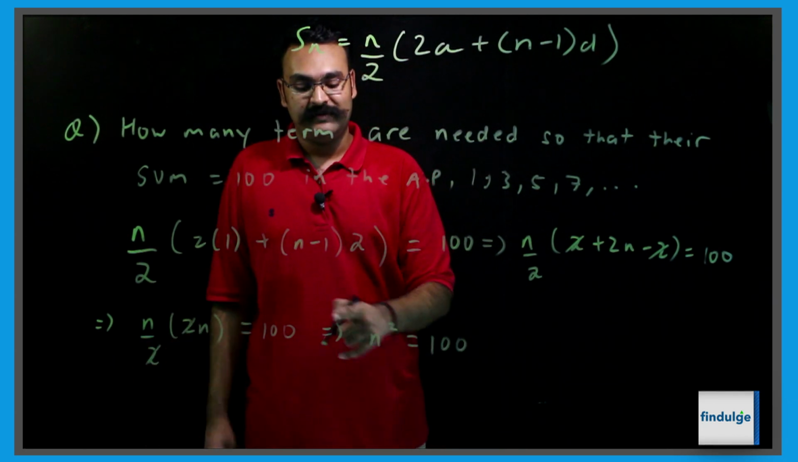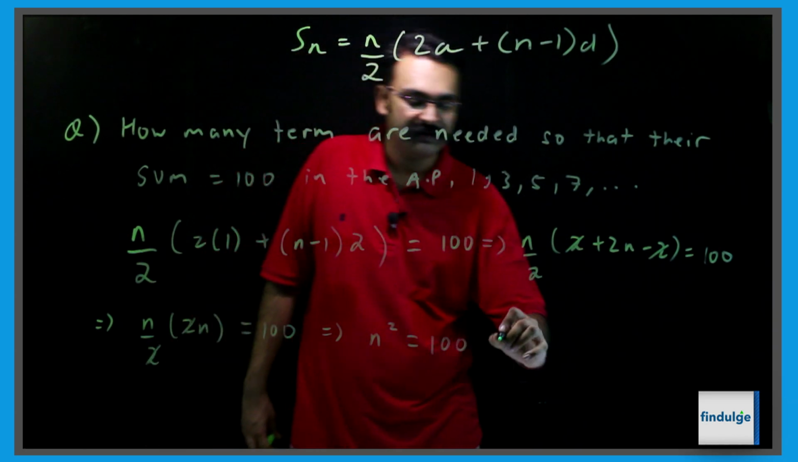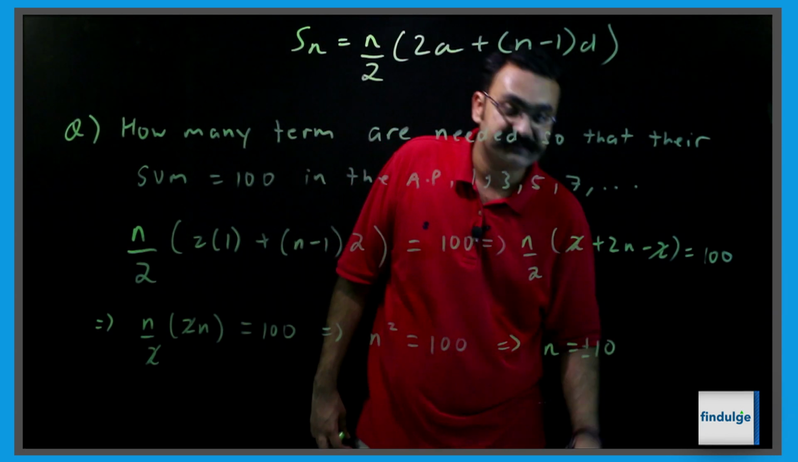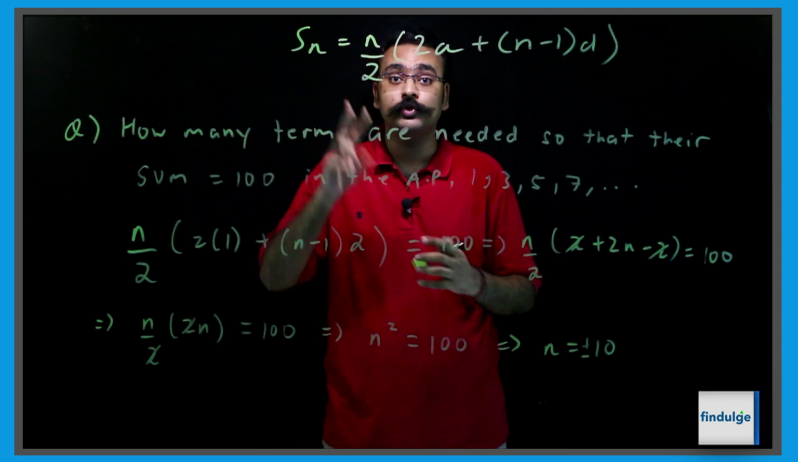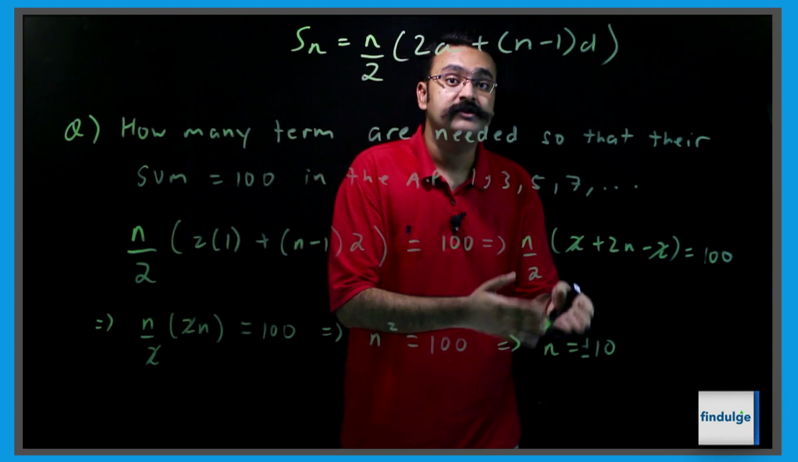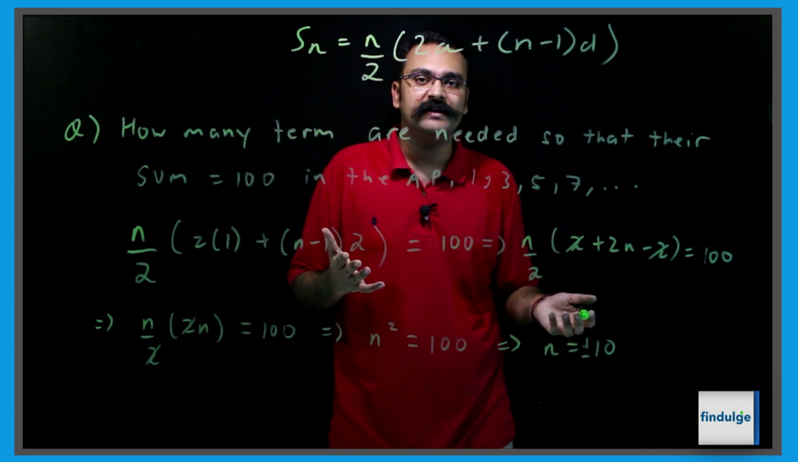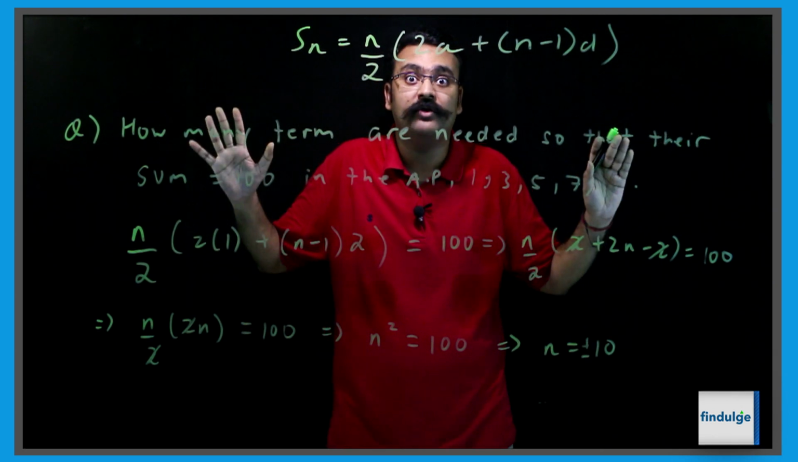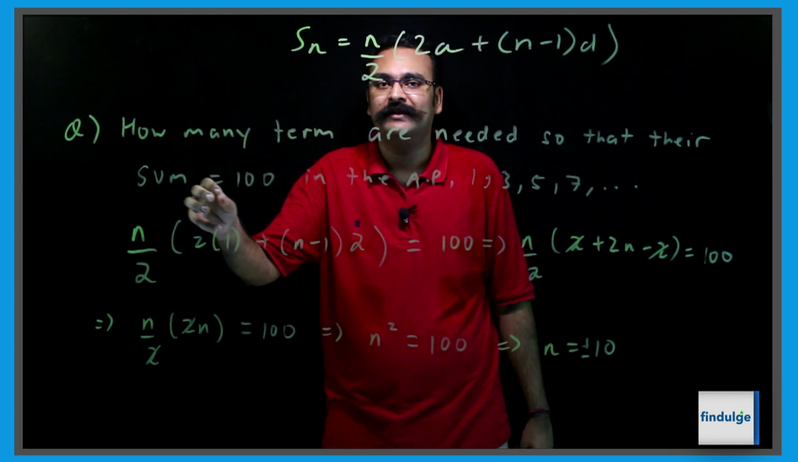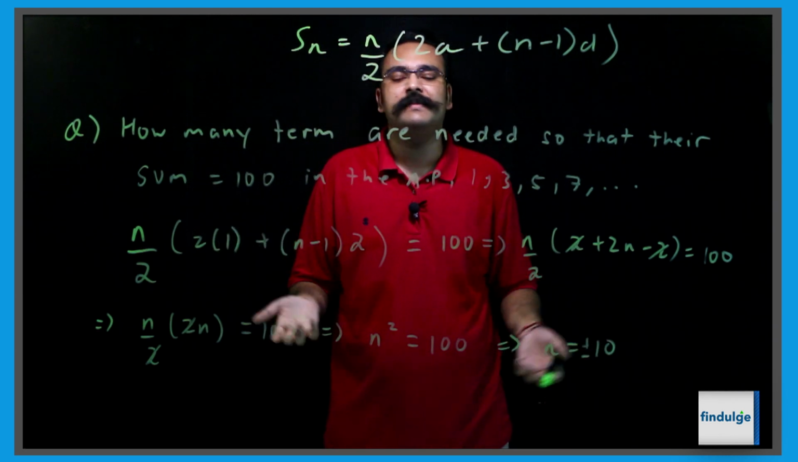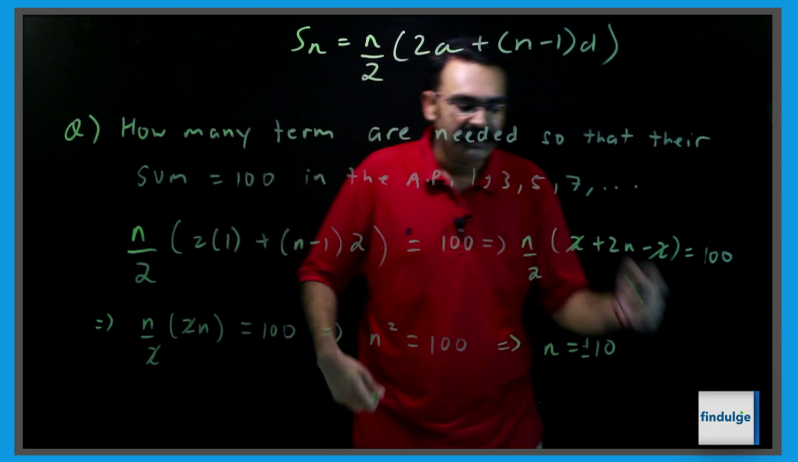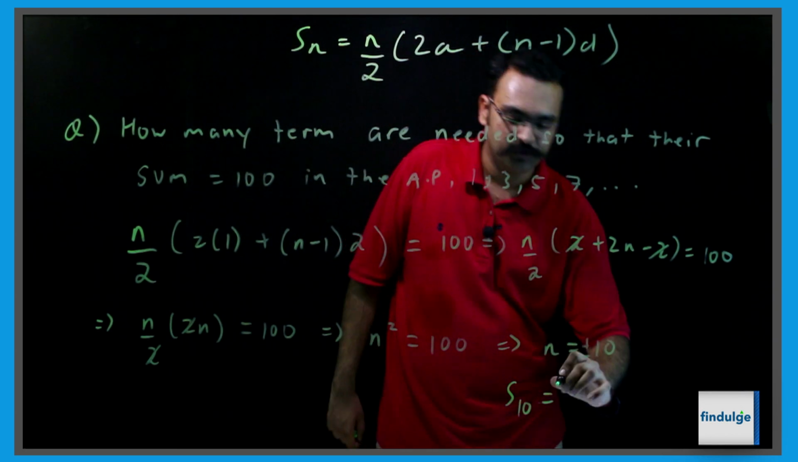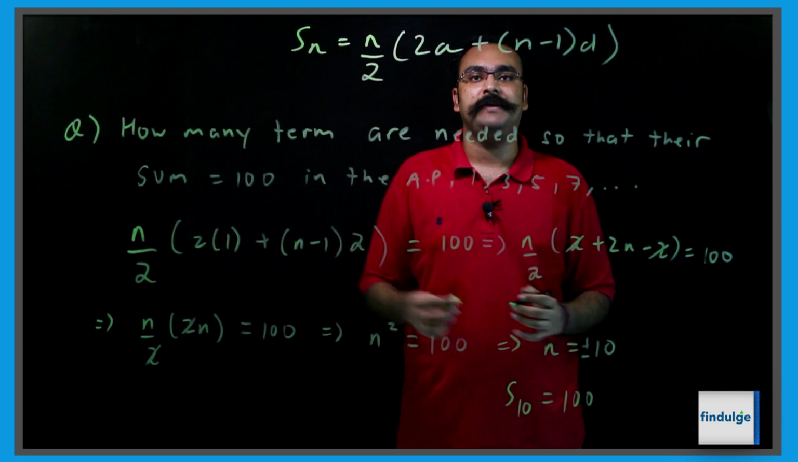What does that mean? If I take square root on both sides, it means n is equal to plus minus 10, because we know that there are 2 square roots to every square. But obviously n cannot be negative 10. I can't have negative number of terms. I can have negative terms, but my number of terms can't be negative. That doesn't make any sense. So that means our answer is sum of 10 terms is equal to 100 for this AP.